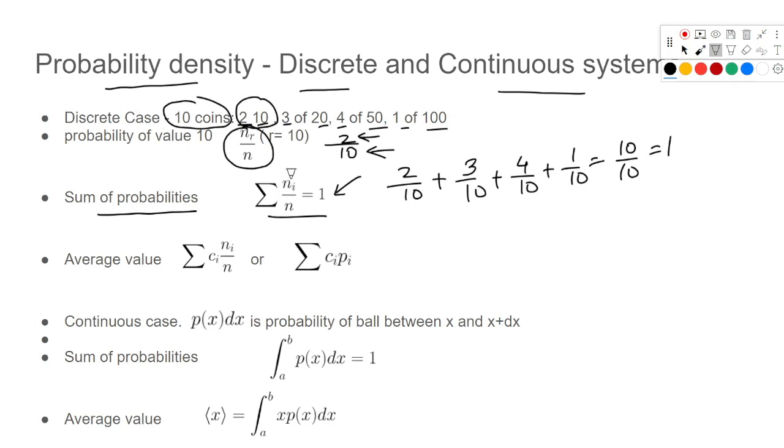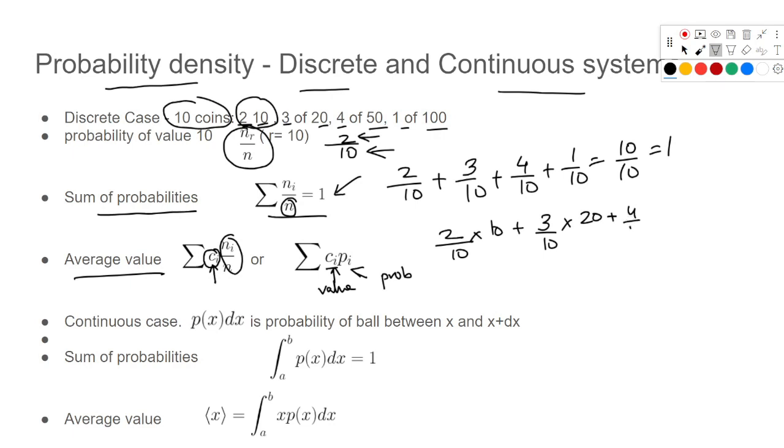So we express that as the sum of Ni upon N equals 1, where Ni is the number of coins of a certain value and N is the total number of coins. Now what is the average value of this set? The average value is given by the value of the coin multiplied by the probability of that coin. So here is the value and this is the probability. So we can see this as 2 by 10 into 10 plus 3 by 10 into 20 plus 4 by 10 into 50 plus 1 by 10 into 100.